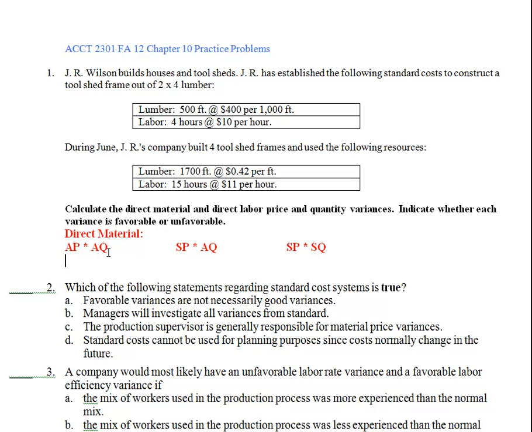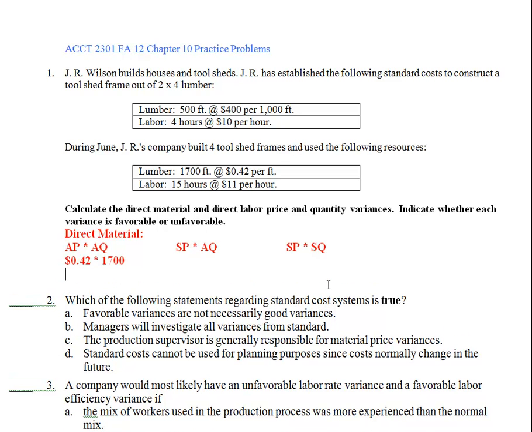So we first start off with actual. We're dealing with the material, so we're looking at the lumber, and it tells you what we actually used was 1,700 feet, and the price was 42 cents per foot. So your actual price is 42 cents, and your actual quantity is 1,700 feet. If I do 42 cents times 1,700 feet, that gives me actual material cost of $714.